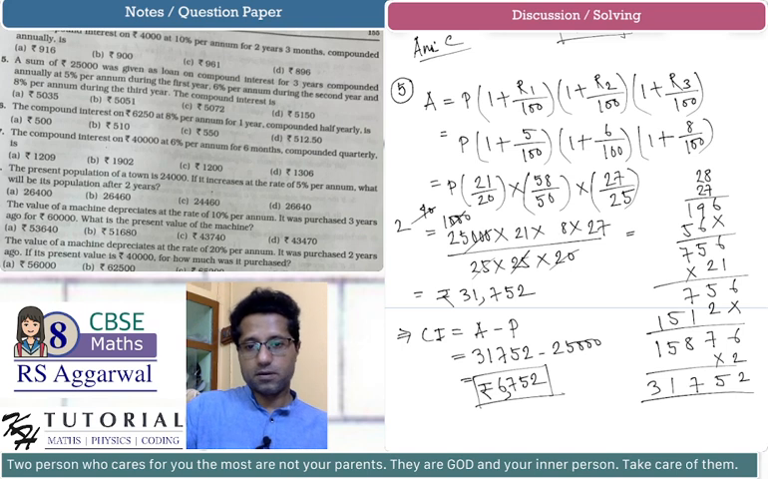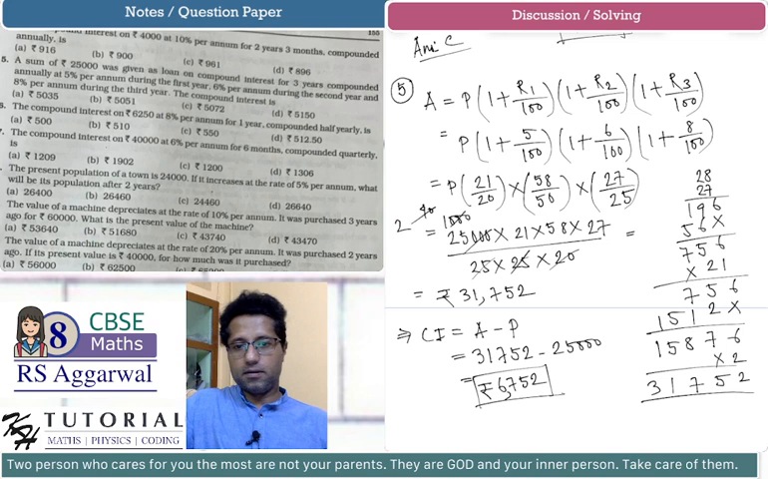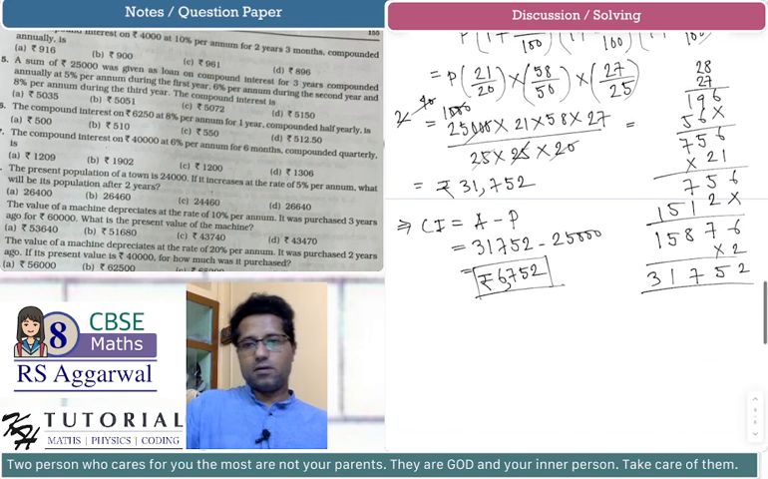Okay, and 20, 25, and there will be 50. So I think these two will not be there. So we have to find the value of 21 multiplied by 58 multiplied by 27.